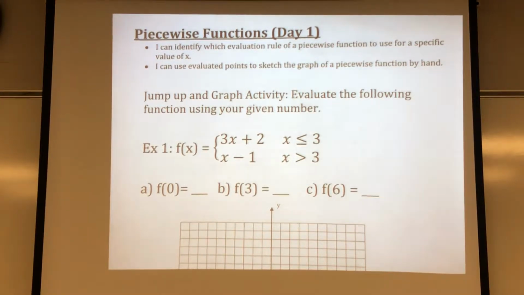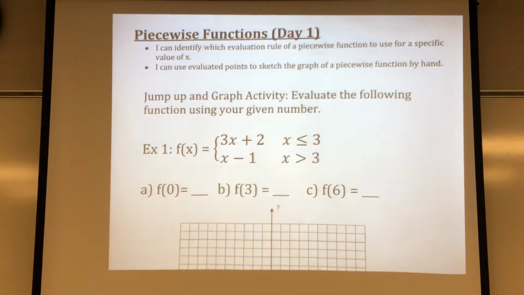Hi, this is Advanced Studies Algebra 2, Piecewise Functions, Day 1. If at any time the video is going too fast, don't forget you can always hit pause and go back to make sure you're getting all the information that you need.